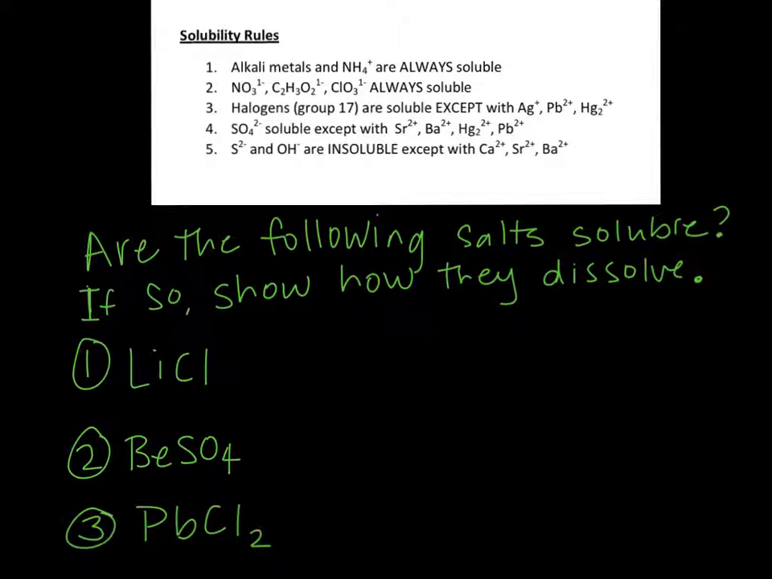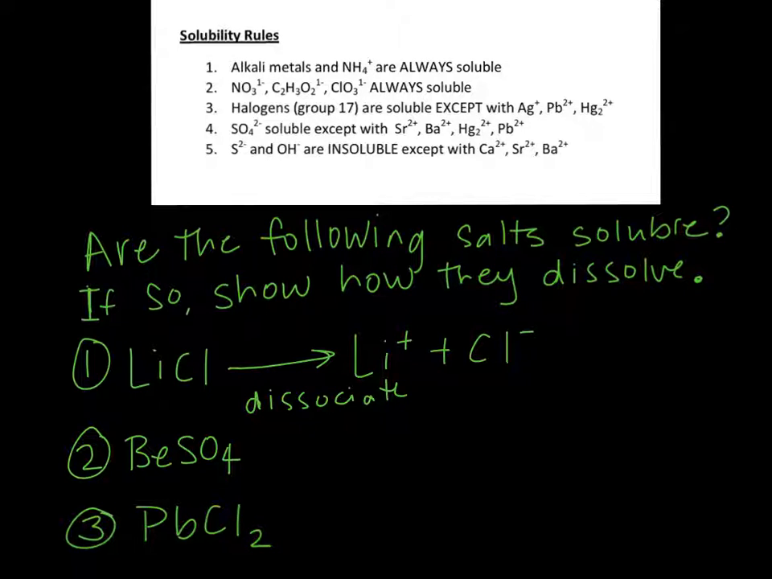So the first one here is lithium chloride. And the lithium is in group 1. It's an alkali metal. So that means that this salt is going to be soluble no matter what. And so solubility means that it will dissolve in water. And so when this dissolves in water, they dissociate back into their ions. Dissociate means the opposite of associate. So lithium is +1 and chlorine is -1, and so it forms their ions.